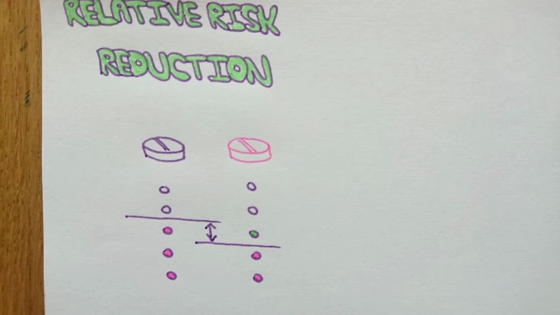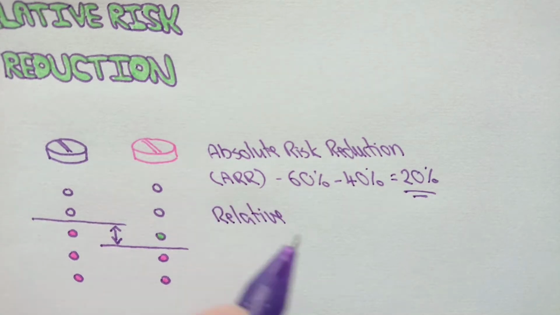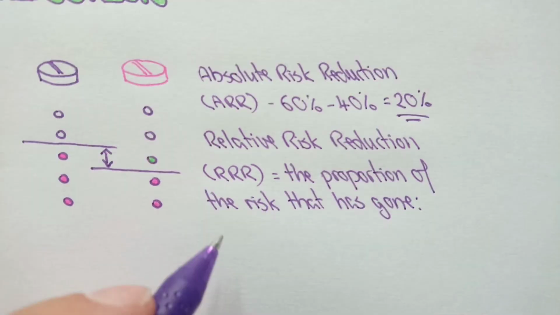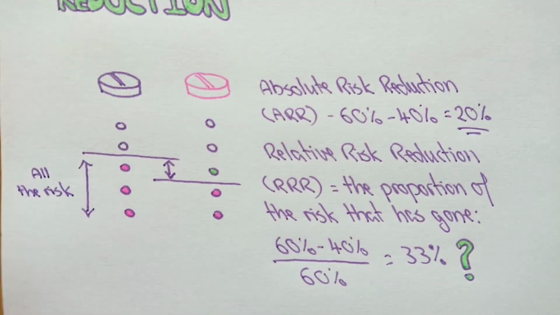Well, the absolute risk reduction is 60% minus 40%, which is 20%. Simple. The relative risk reduction, however, is the proportion of the risk that's gone, not the absolute amount. So it's 60 minus 40 divided by 60, which is 33%. That got a bit mathsy. The way to think of it is that the 60% is all the risk, and we've got rid of a third of it. So how does relative risk reduction behave?